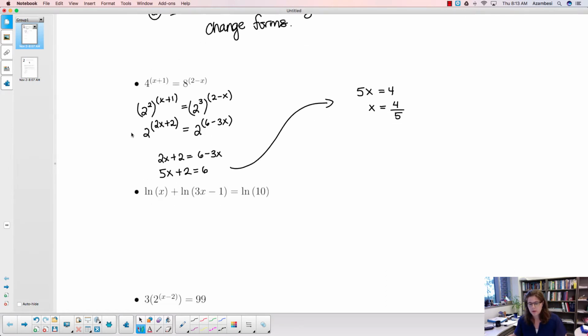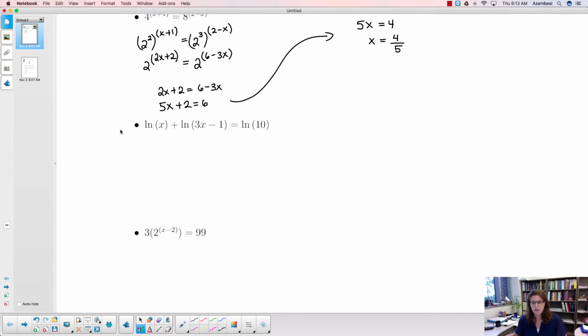Now the same thing is true with logs, so you can make the same base on both sides if it's possible. Now what you can't do, I want to mention, these are all a natural log or a log base e, and the temptation is always there to just drop the logs, but you can't do that unless you have one log on each side of the equal sign equal to each other. So where I have this plus sign in the middle, I need to combine these two logs using rules of logs. So if I have plus, that means we multiply our arguments. So on this side, I have the natural log of x times 3x minus 1.